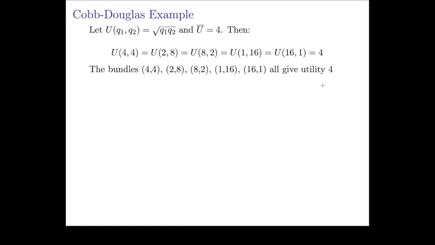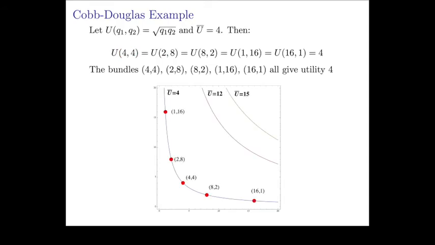Well, of course, if you look at the bundle 4, 4, the square root of 4 times 4 is 4. So we know that the bundle 4, 4 is on that indifference curve. So is the bundle 2, 8. 4 times 4 is 16. So any pair of numbers that multiply to 16 would give us the same utility. So bundle 2, 8, or 8, 2, or 1, 16, 16, 1, they all give us the same utility of 4. So these are all going to be on the same indifference curve. So we've got this indifference curve that passes through the bundle 4, 4. We could do the same thing for the utility level 12, for 15, and so forth, or any utility level you like.